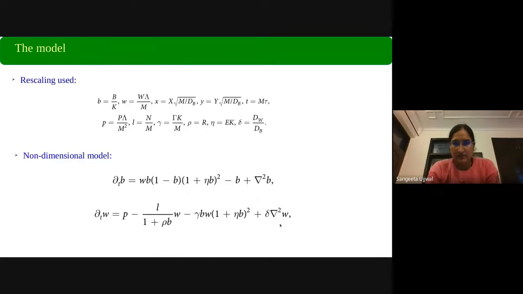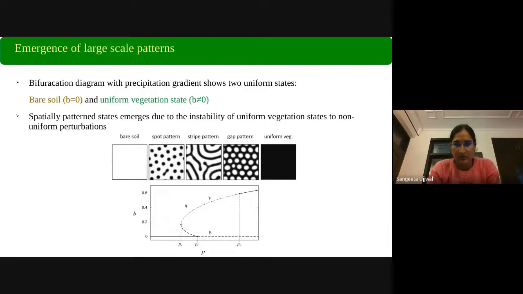In the lower panel, this is the bifurcation diagram that has been drawn. On the x-axis we have the precipitation, and on the y-axis we have the average biomass. As we can see, when the precipitation is very low, when the rainfall is very low, there is only one solution that exists, and that is stable, which corresponds to B equals zero. The bare soil solution is stable.